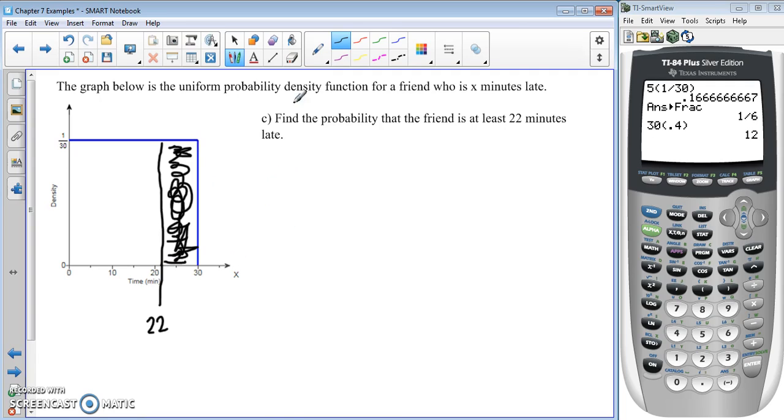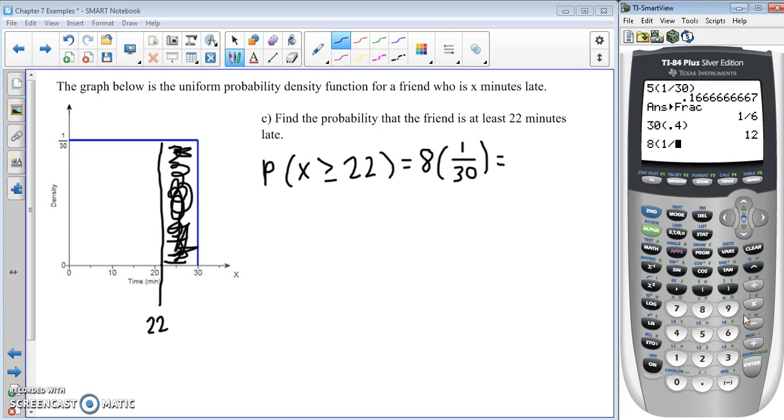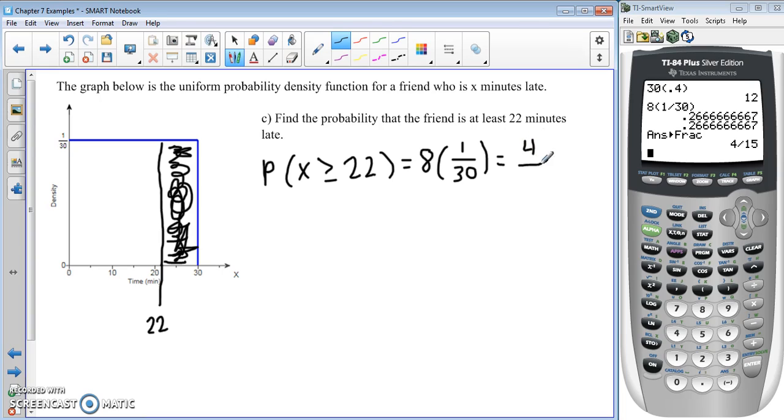So we have 22 and greater. So again, we can look at that. So X is at least 22, so X is greater than or equal to 22. So our width there is 8, and our height of our rectangle is 1 over 30. So when I multiply that there, math, enter, we get 4 over 15, or approximately 0.27, so roughly 27% there.